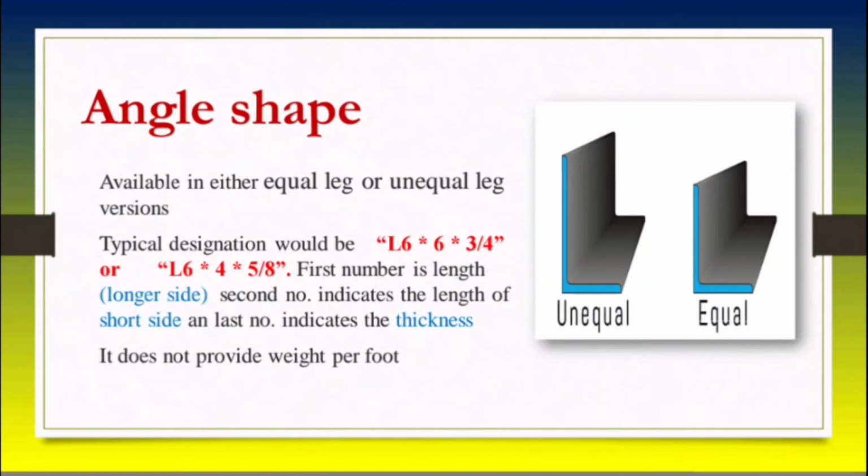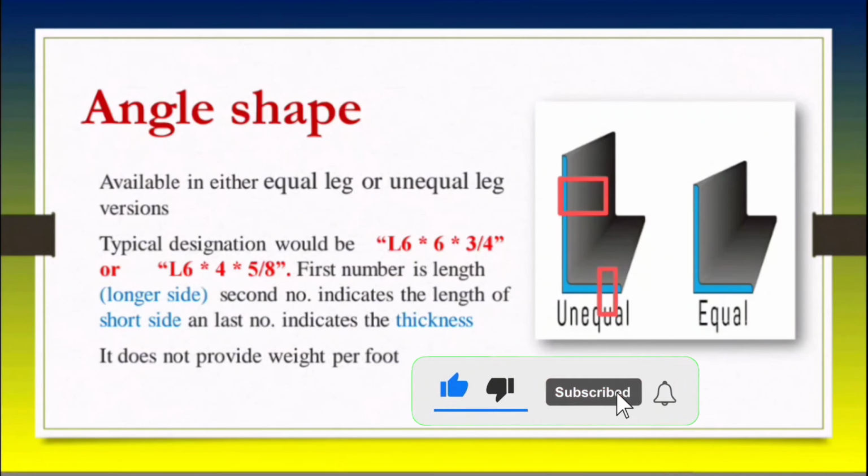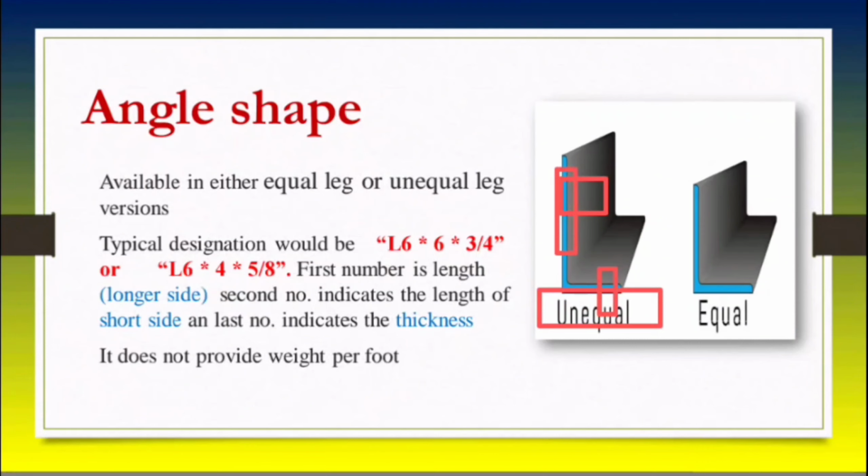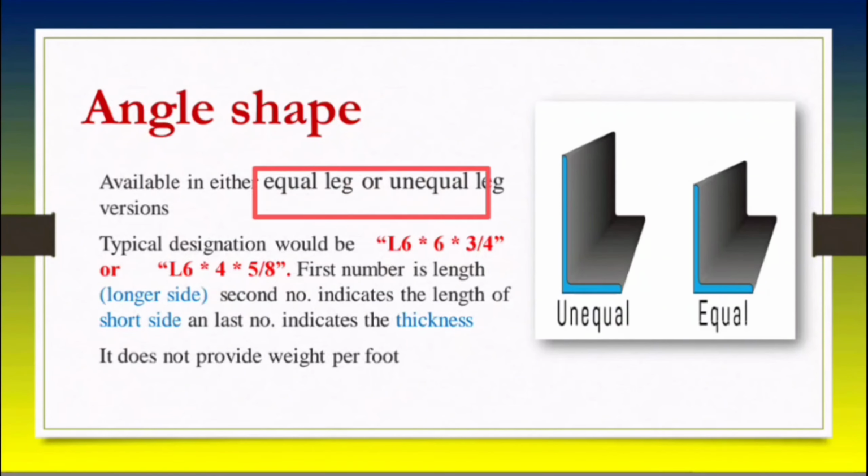And the third shape of structural steel is the angle shape. It is available in either equal leg or unequal leg. Equal leg means when this length and this length are both equal, so this is called equal leg. And unequal means this length and this length are not equal, so this shape of angle is called unequal leg. So these are available in two types, either equal leg or unequal leg.